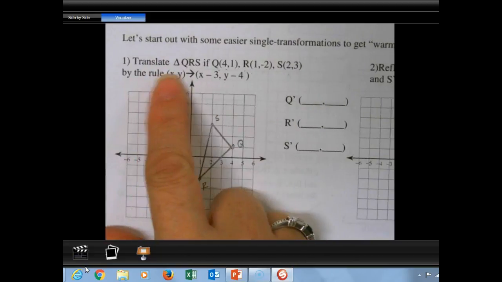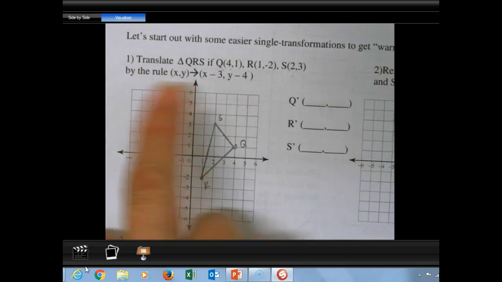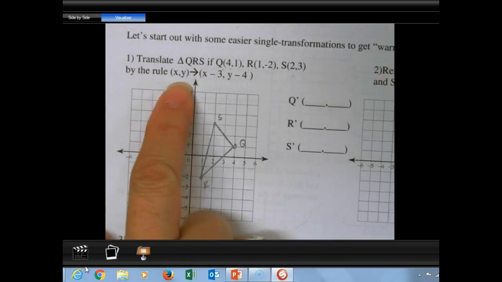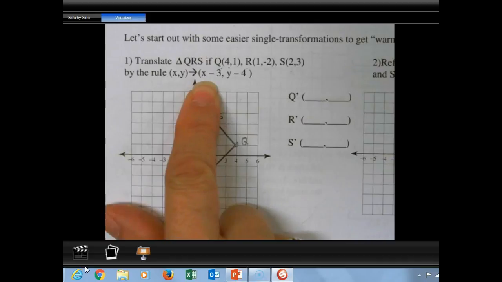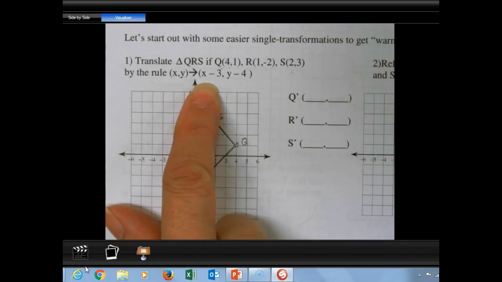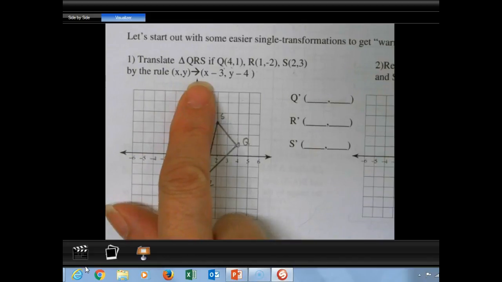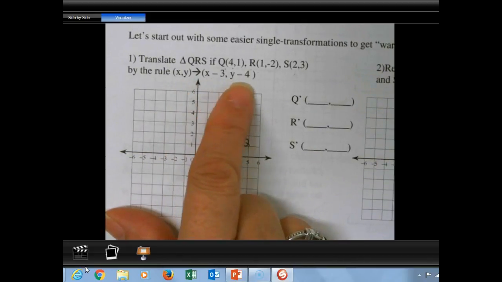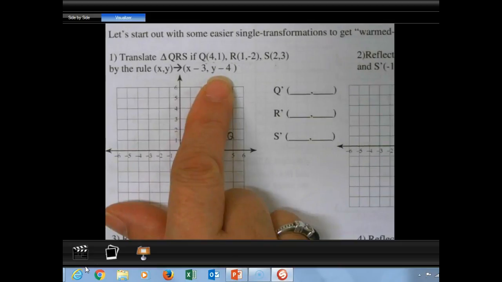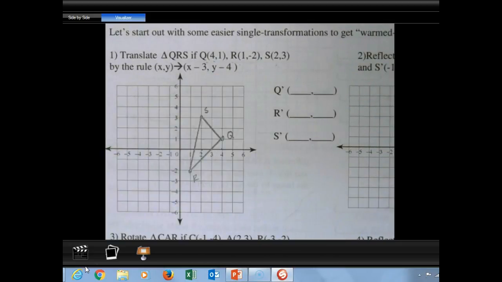So it says translation of Q by the rule (x, y), so x minus 3, y minus 4. What kind of transformation is this? Right, so what kind of transformation is it? Translation, good. So we're going to go ahead and complete the translation.